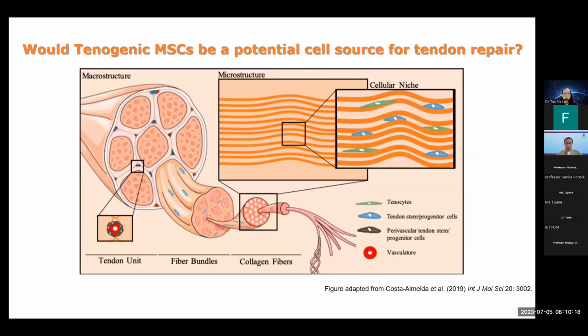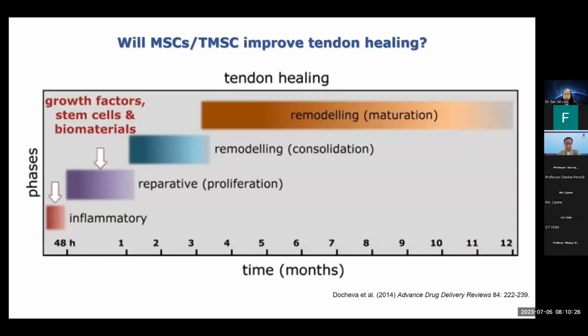Okay, with this, we would like to know whether the tenogenic MSC will be a potential cell source for tendon repair. These figures here summarize the different phases of tendon healing. As you know, there are different phases of healing, which include the inflammatory phase, proliferation phase, remodeling phase, as well as the maturation phase. Usually, the growth factors, stem cells or biomaterials will be applied to aid the healing at the proliferation stage.